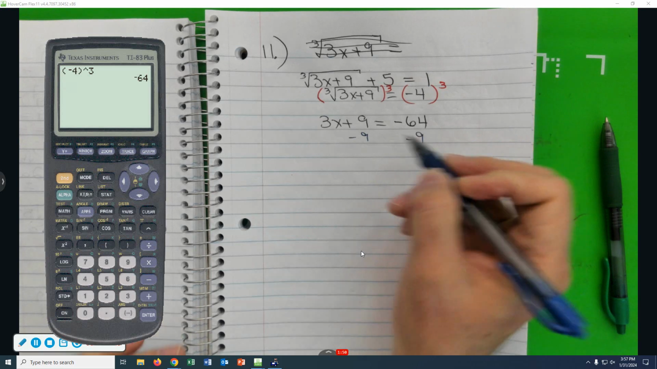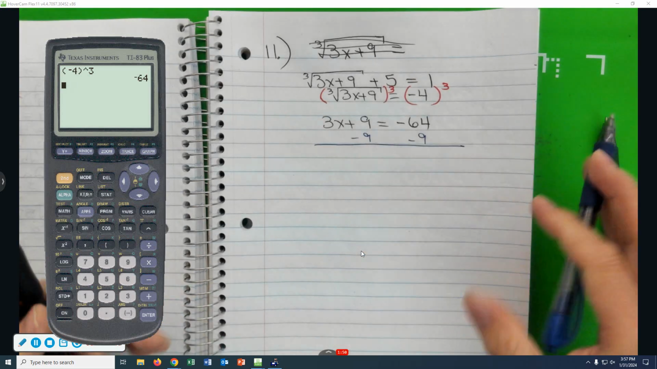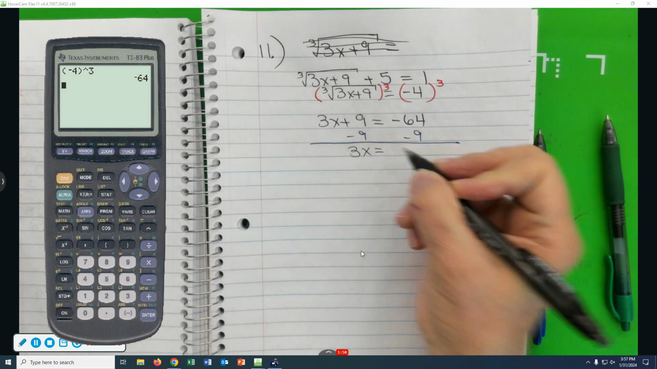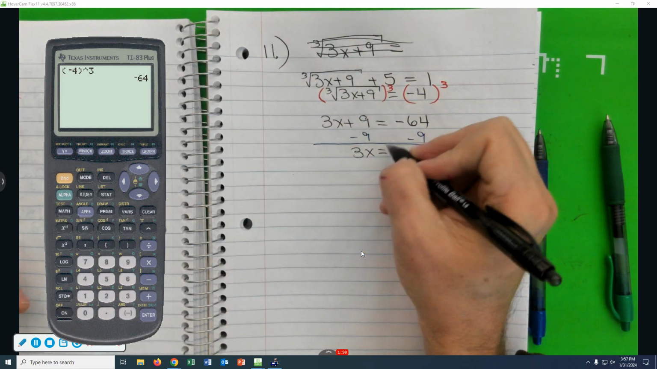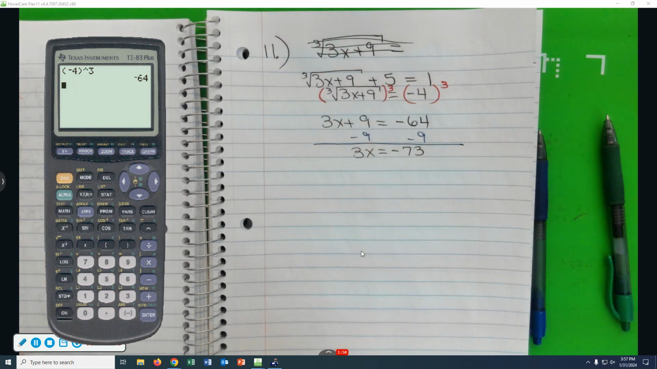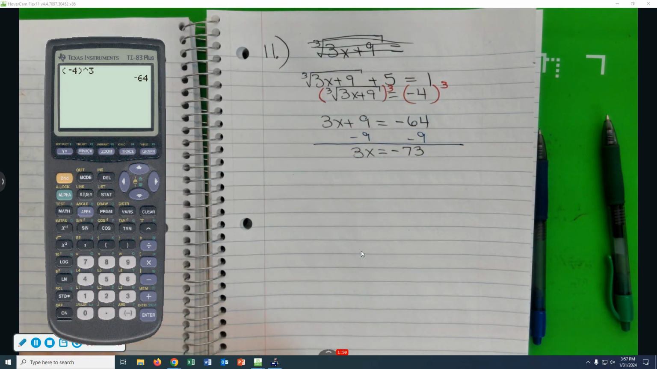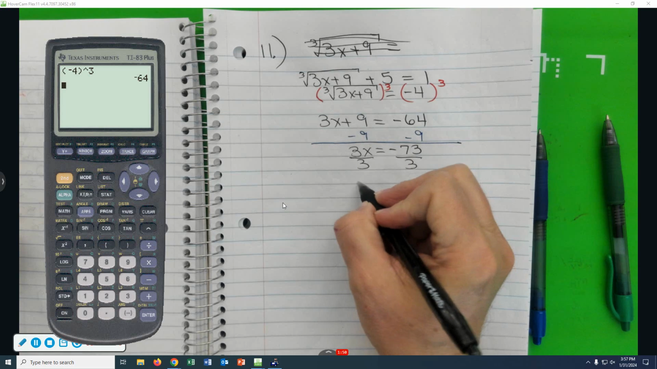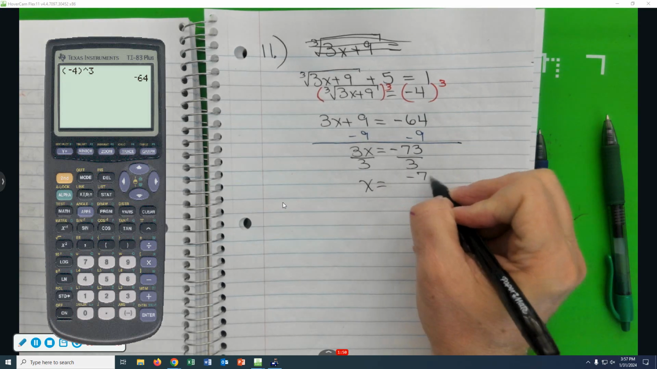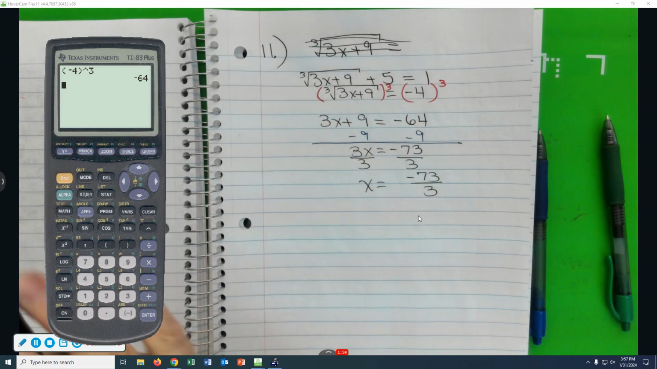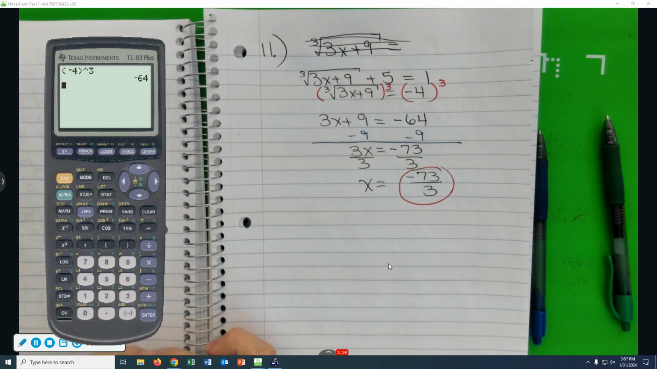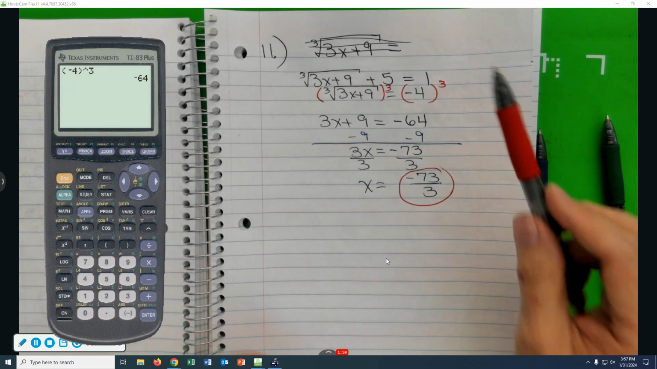So we have 3x equals negative 64 minus 9, which gives me negative 73. And then divide by 3 to give us x equals negative 73 thirds. And look at what I'm doing. There's the answer. Don't have to check it because it's an odd root.